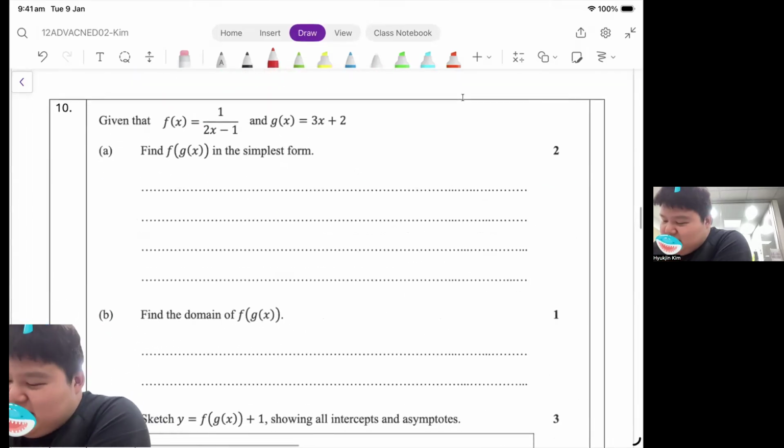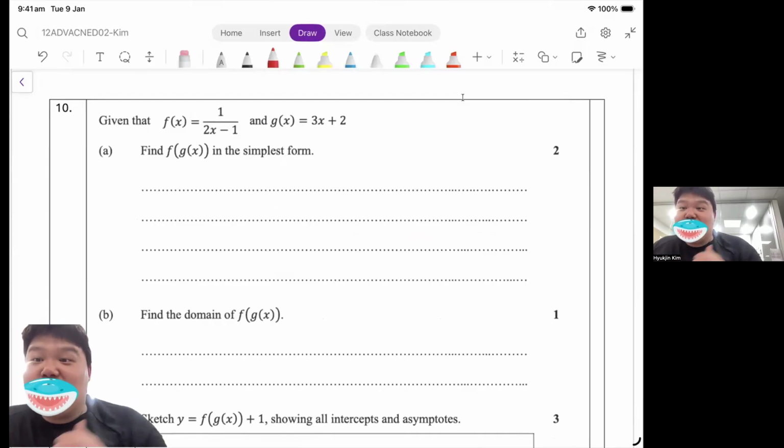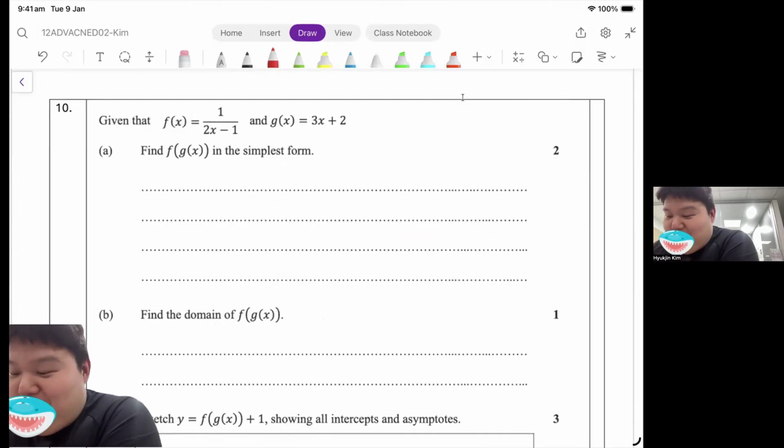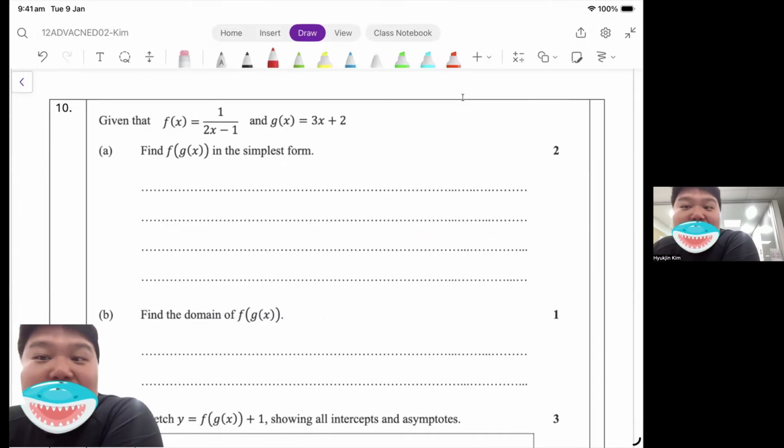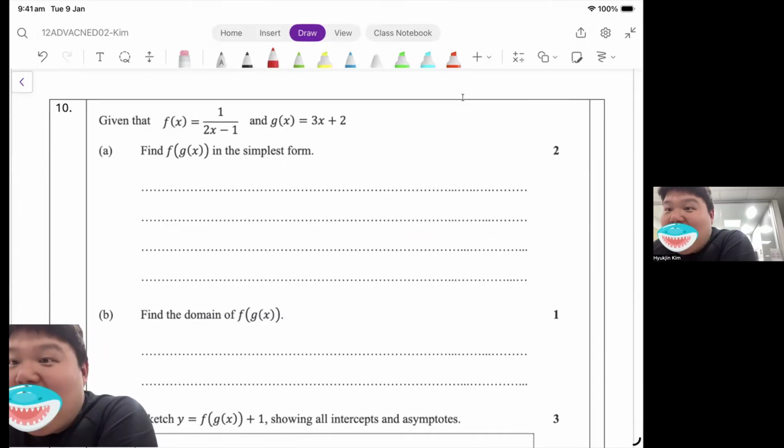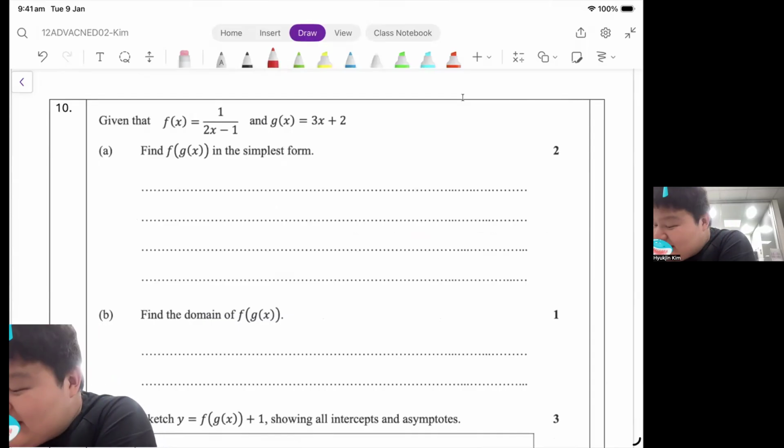F of g of x. I don't know if you guys can tell, but this is like 6 p.m. right now. On my iPad, it says 9:41 a.m. Hey. No, it's dark. It's scary.